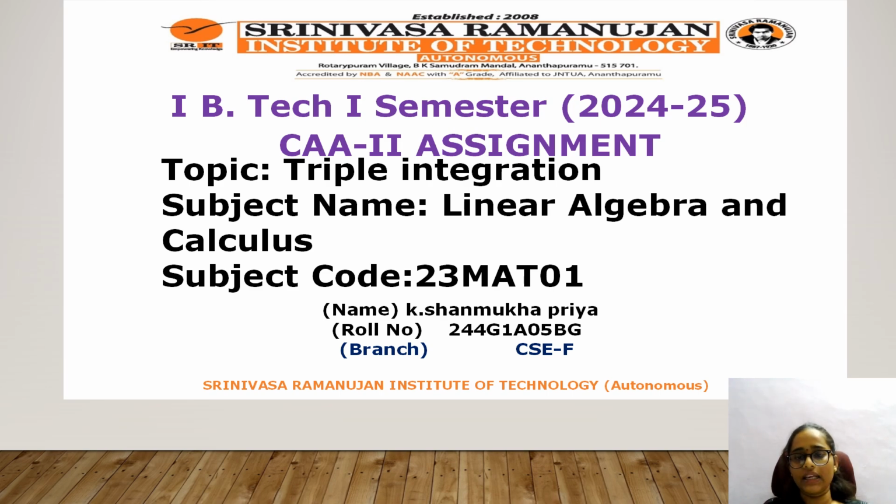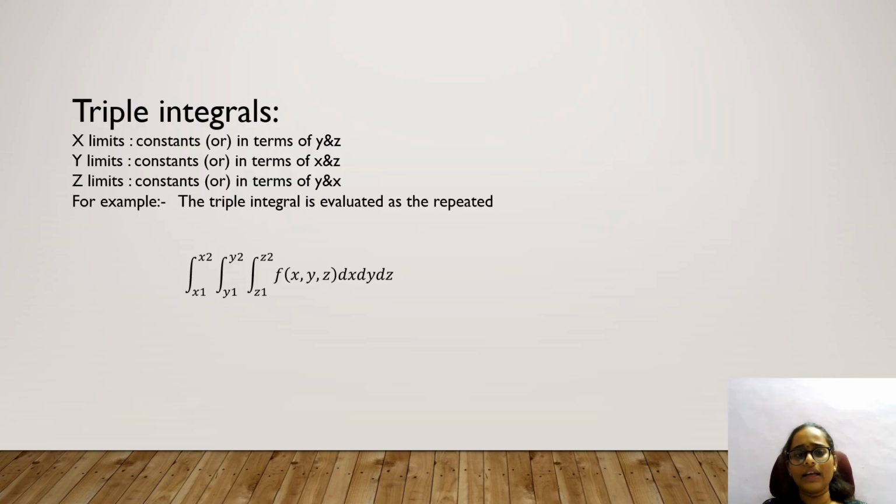Today my topic in linear algebra and calculus is triple integration. In triple integration, there will be three limits: x, y, z. In the x limit, we take x as constant or in terms of y and z. The y limit, we take it as constant or in terms of x and z. In the z limit, we take it as constant or in terms of x and y. The triple integral is evaluated as a repeated integral, as we can see in the PPT.